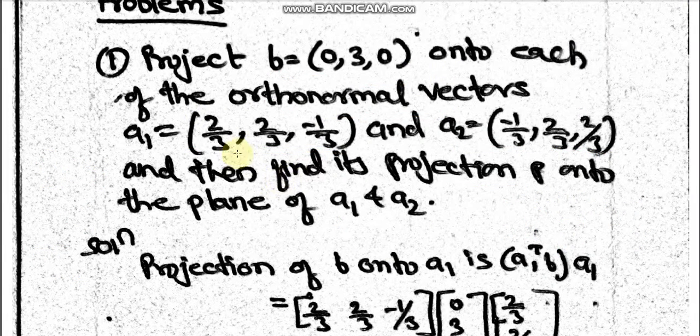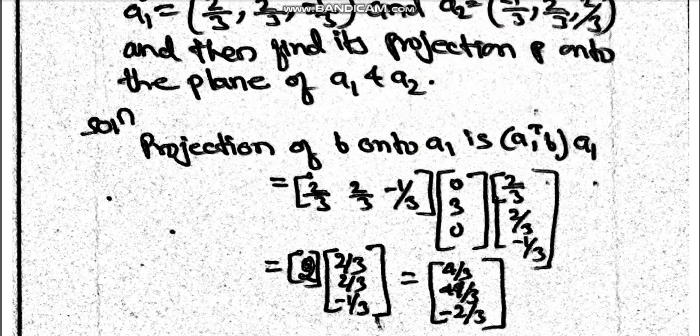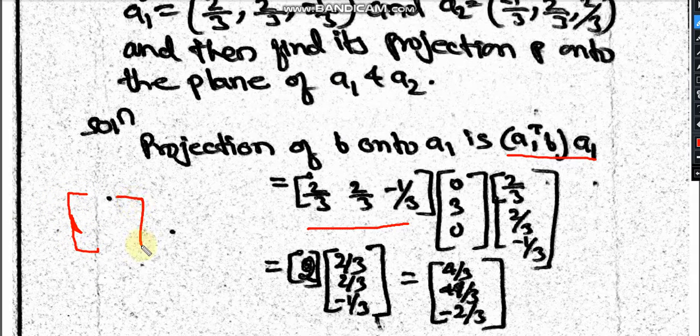Here A is not given, directly the Q values are given. Then find its projection P onto the plane of A1 and A2. Just make use of the formula and do the calculation. Very easy. You know that the projection of B onto A1 is A1 transpose B into A1. Vectors are always written in column form, so when I take a transpose, this is the given vector. B is 0, 3, 0, and A1 is your column. Just calculate and you get this.